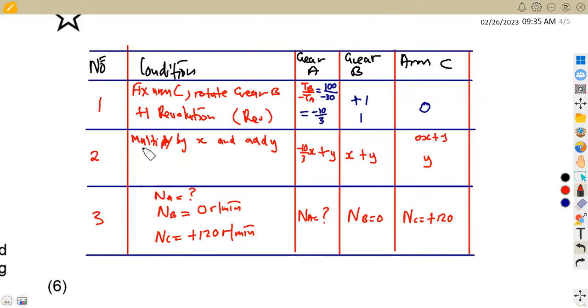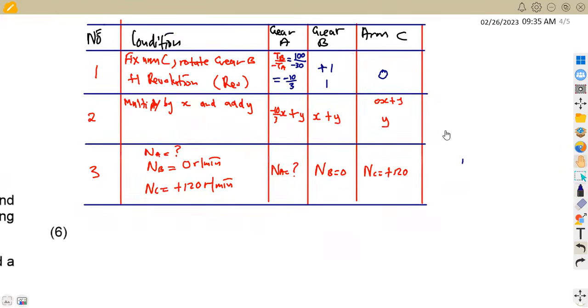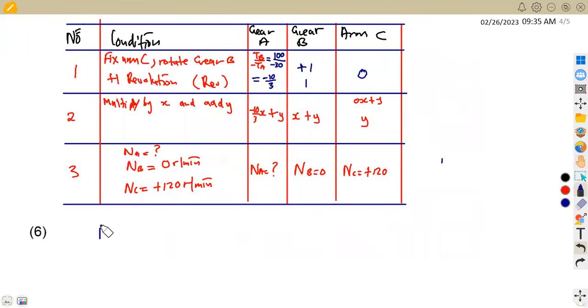So what you do after drawing the diagram, after having this table, you formulate equations in X and Y. Like I said, I'm going to show you the stages that you do to answer these typical questions. So you formulate equations in X and Y. After that, you solve for X and Y. That's finding what? NA.